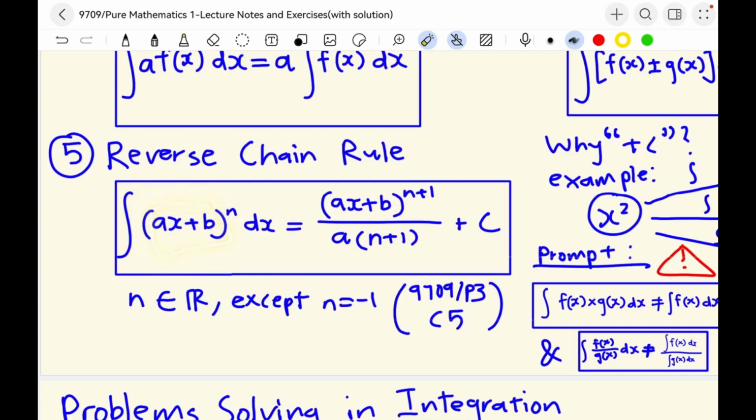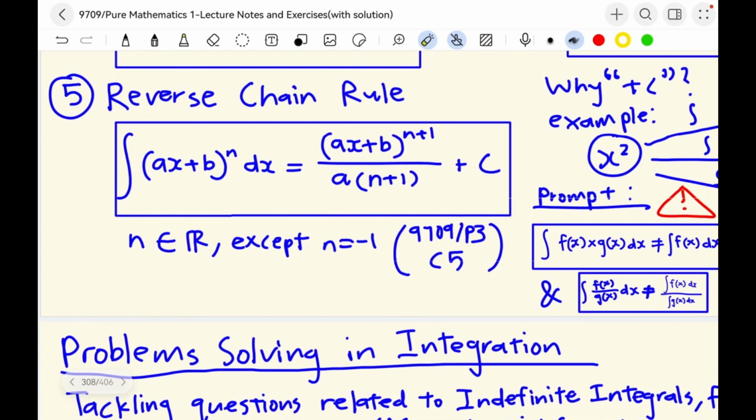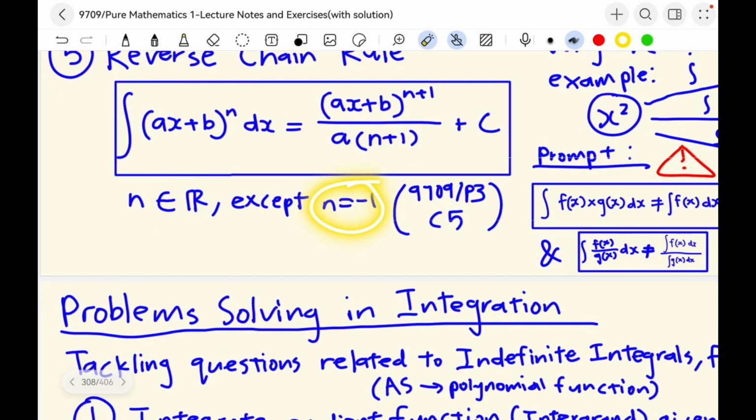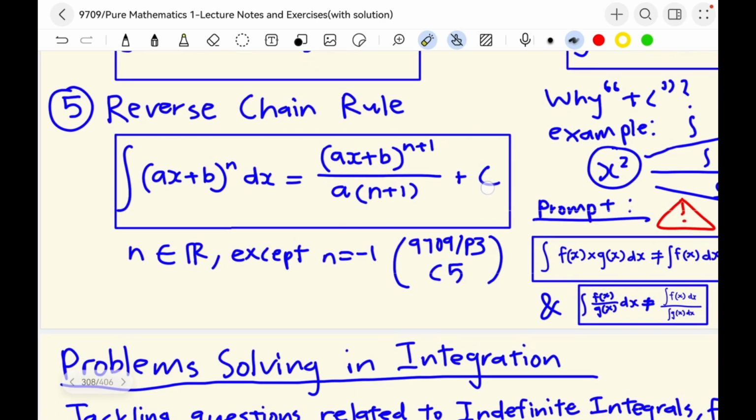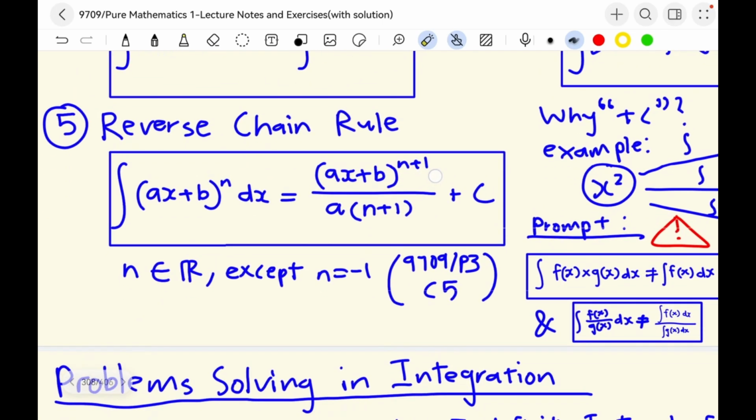The inside function is only linear at most. This rule is only applicable when n belongs to all real numbers except n equals -1. Why? Because if you apply n equals -1, its integral is actually the logarithmic function. So take note about this. It's important for you all.